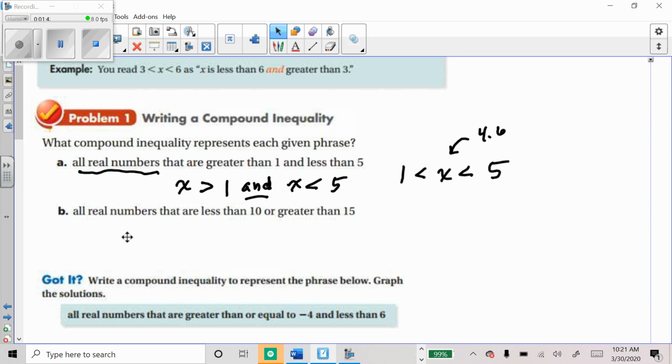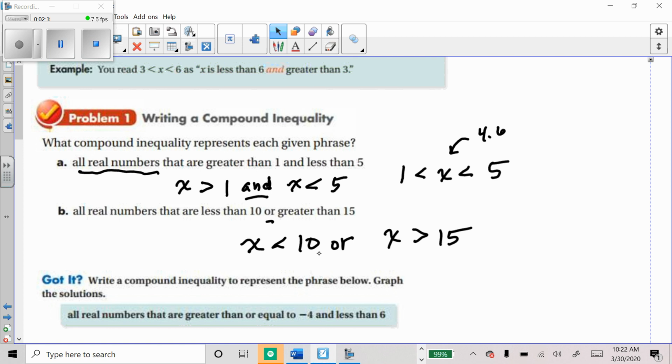Okay, the second part here says all real numbers that are less than 10 or greater than 15. When you see the word or in there, that means there's definitely going to be two parts of this, and it'll look like this. So we want them to be less than 10, or my group of numbers could be greater than 15, so that looks like that. Now this I can't really write into one simpler problem because there's actually two separate groups.